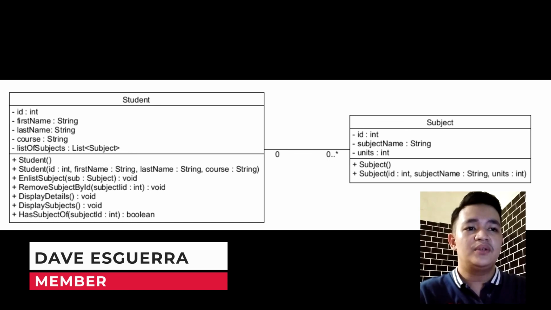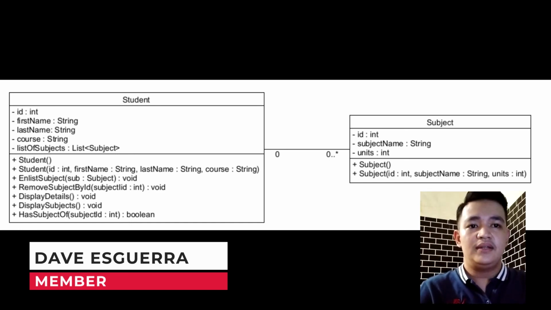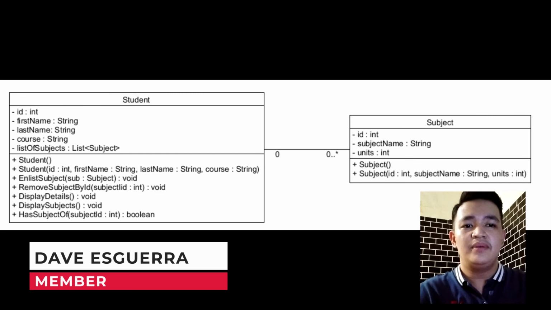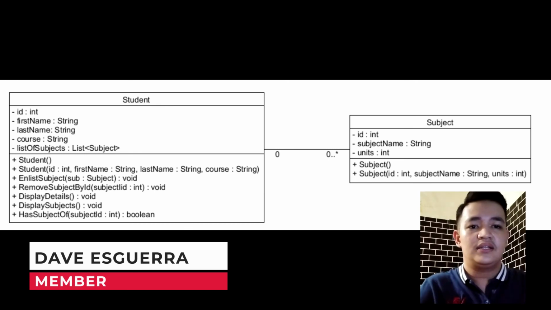The type of class relationship for these classes is association, which is represented by the straight line in the middle of this diagram. And the multiplicity of this diagram is 0 to many, which indicates that 0 or more entity type instances exist at the association end. And for the subject class, the private class fields are the ID, subject name, and units. The data type for ID and units is int, and for subject name is string. This class has a subject default constructor and a subject parameterized constructor which accept values for ID, subject name, and units.